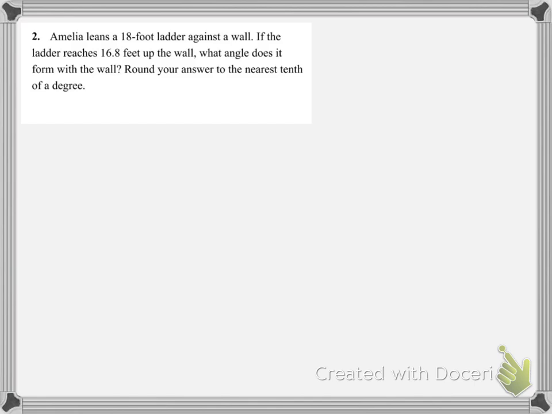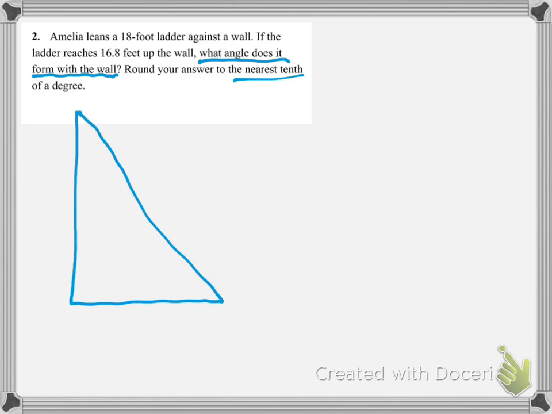Amelia leans an 18-foot ladder against a wall. If the ladder reaches 16.8 feet up the wall, what angle does it make with the wall? Round your answer to the nearest tenth. So, here's my right triangle, okay? Ladder, wall, ground. Okay? So the ladder's 18 feet.